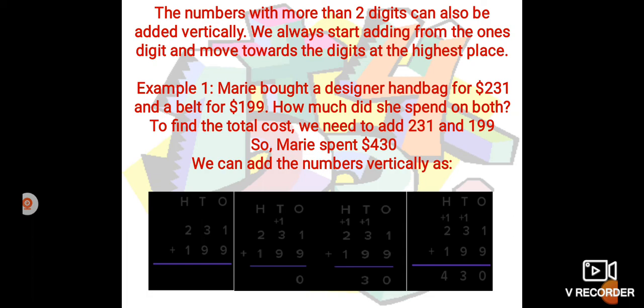Numbers with more than 2 digits can also be added vertically. So what we have come to know is that we can have numbers with more than 2 digits. That means 3 digits, 4 digits, 7 digits, 8 digits. It doesn't matter. We can add them in the vertical fashion, as I have just shown you. We always start adding from the ones digit and move towards the digit at the highest place.